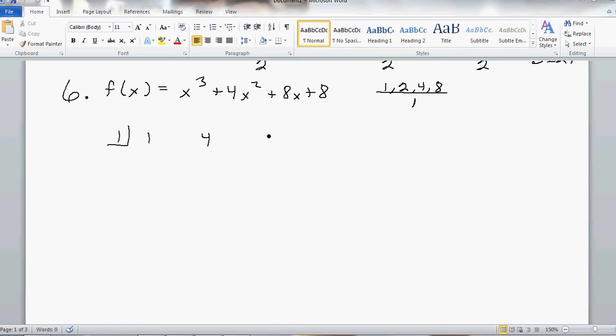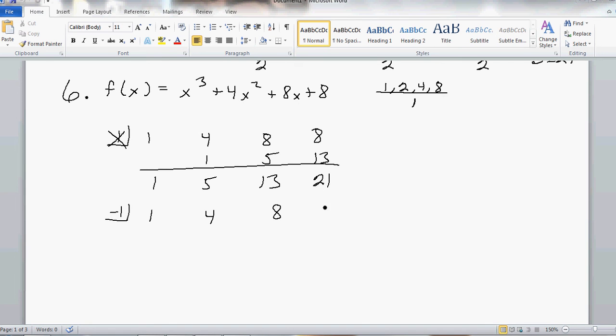1, 4, 8, 8. 1, 1, 5, 5, 13, 13, no such luck. So 1 doesn't work. And actually, if I think about it, no positive is going to work, because if I put in a positive, this is just going to keep getting bigger and bigger. So I need a negative. Let's try negative 1. See what we end up with. 1, negative 1. 3, negative 3. 5, negative 5, 3. Well, getting closer, but still not quite.